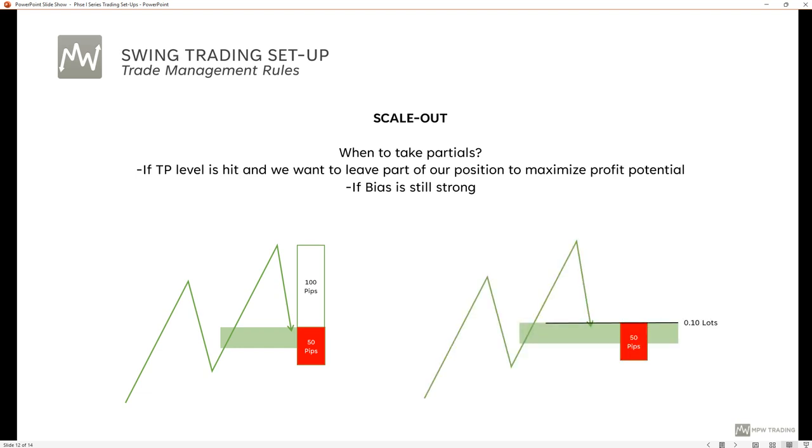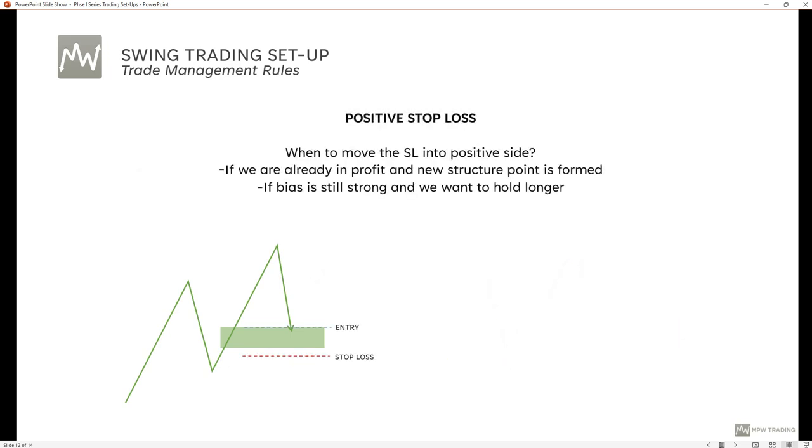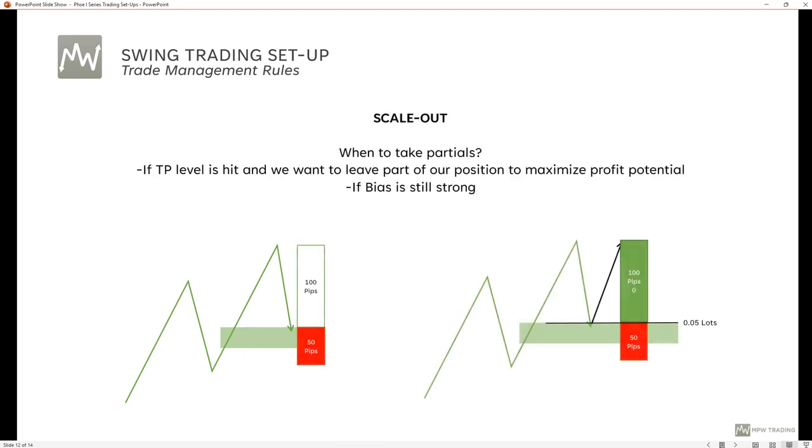Let's say for example, ang ginamit pong lot size nung nag-buy ka dyan is 0.10. So pagdating niya dun sa take profit level, you can close some of your position, let's say 0.5, and then hold your trades for as much as you can now, no? So yun yung tinatawag nating scale out, no? So kailan natin ginagawa? Ulitin natin, once na ma-hit na yung TP, yung target mo, or kung malakas pa yung bias, okay? And then you want to hold your trades for as much as you can.